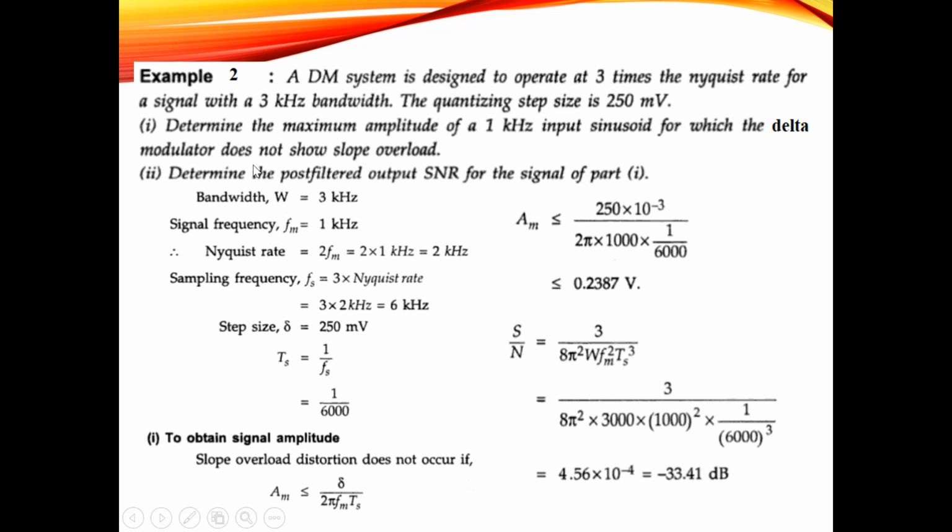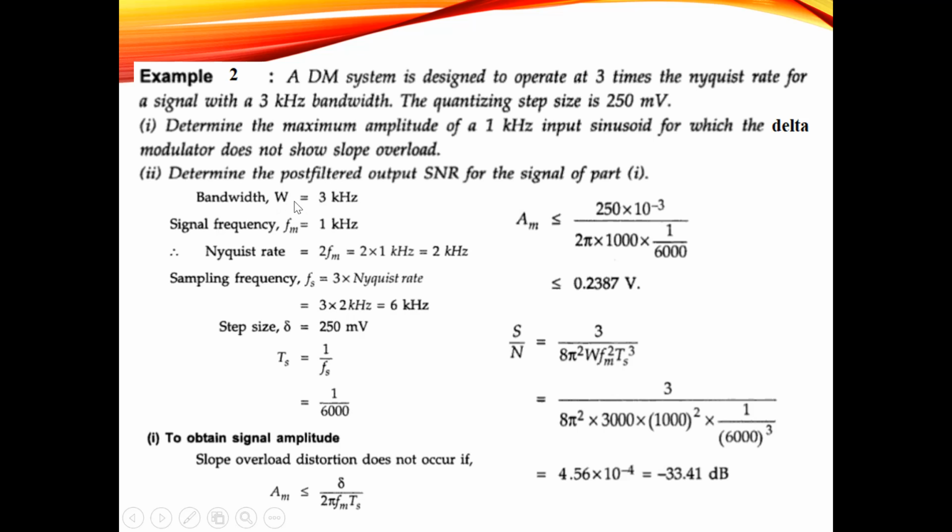Similarly, one more example: a delta modulator system is designed to operate at 3 times the Nyquist rate for a signal with 3 kHz bandwidth. The quantizing step size is given, that is 250 millivolts. Now we need to determine the maximum amplitude of a 1 kHz input sinusoid for which the delta modulator does not show slope overload distortion, and then determine the post-filtered output SNR for the signal of part 1. So the SNR we can find using the formula.